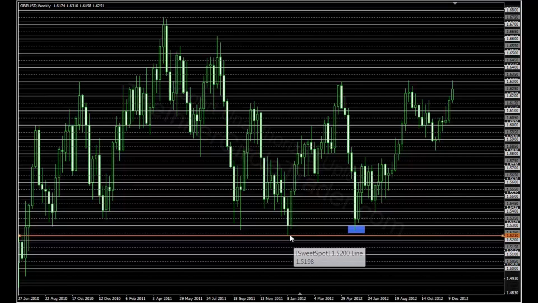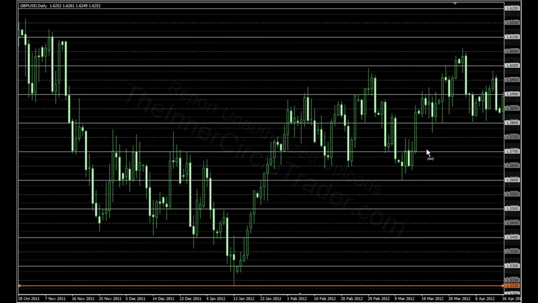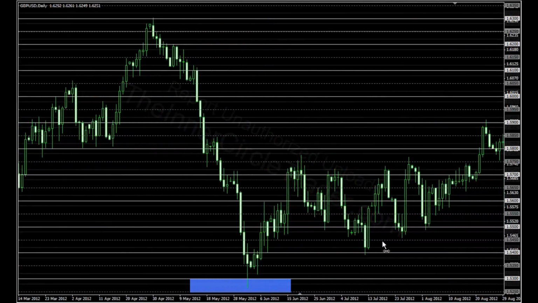Now what I'm drawing your attention to is the fact that we have this low here, the low here, and the low here. So we're working within this 50 pip range. Now when we drop down to a daily, which is the next level when you're a position trader, we're going to go down to that time frame, and you can see here, this is the daily.